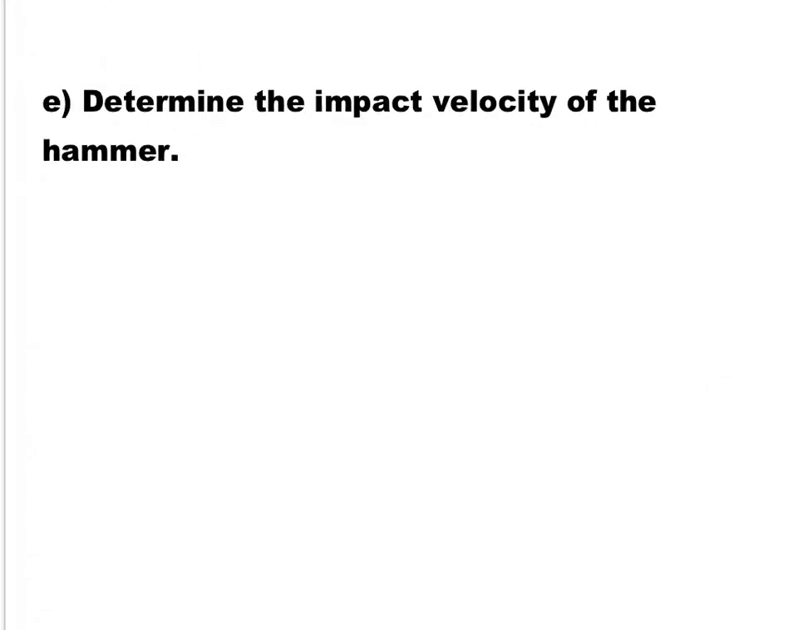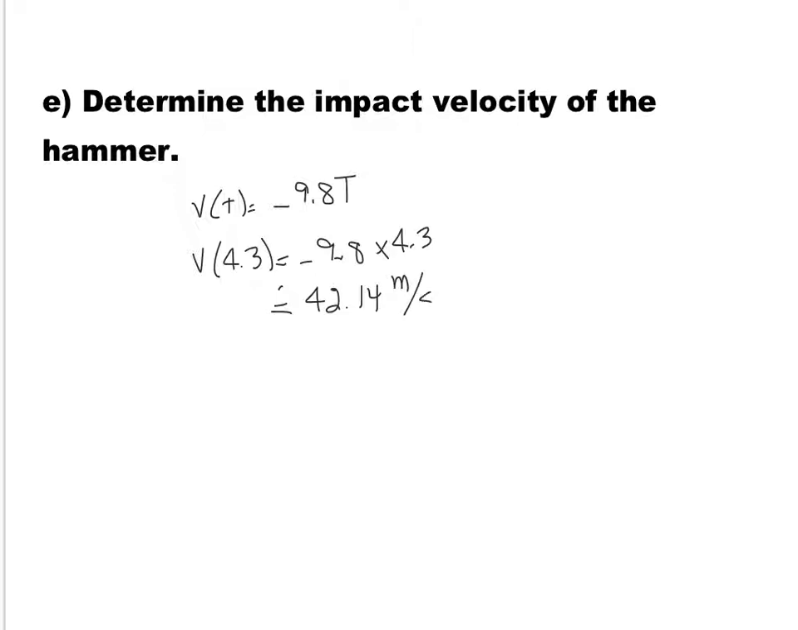The next question says, determine the impact velocity of the hammer. We know that the velocity, we found that it's equal to negative 9.8 t. This is what we found previously. Now we say that v of 4.3 is negative 9.8 times 4.3, which is approximately 42.14 meters per second.